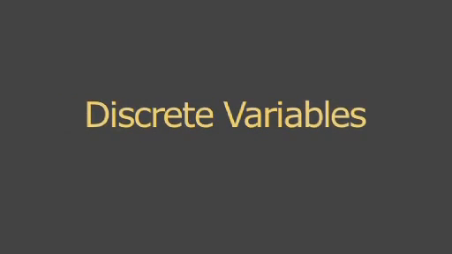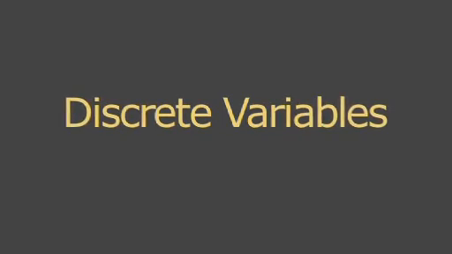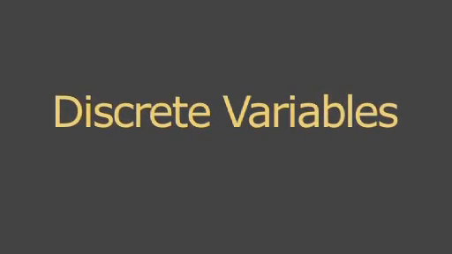A discrete variable is a variable that takes the form of whole numbers. We get discrete variables by counting. For example, every class has students, but the number of students in every class can vary. It is different from one class to another.